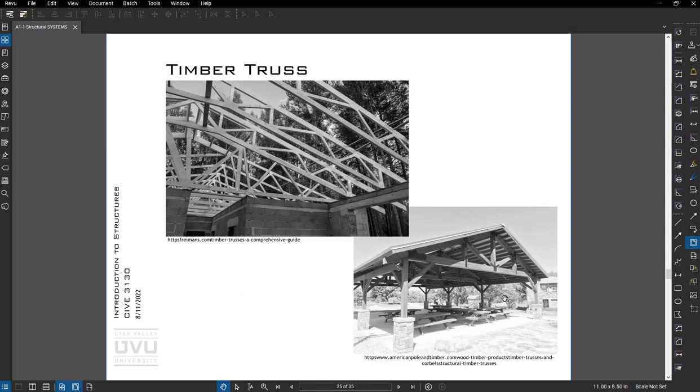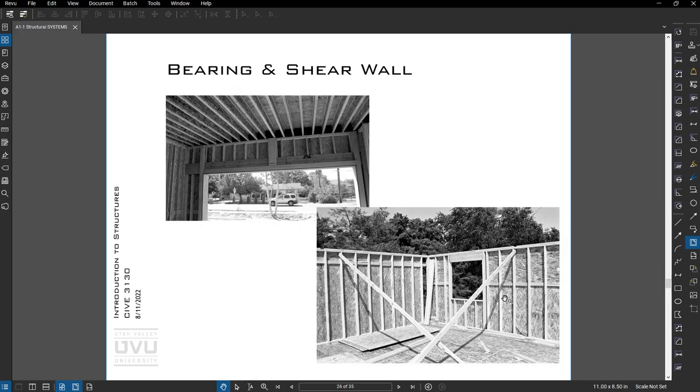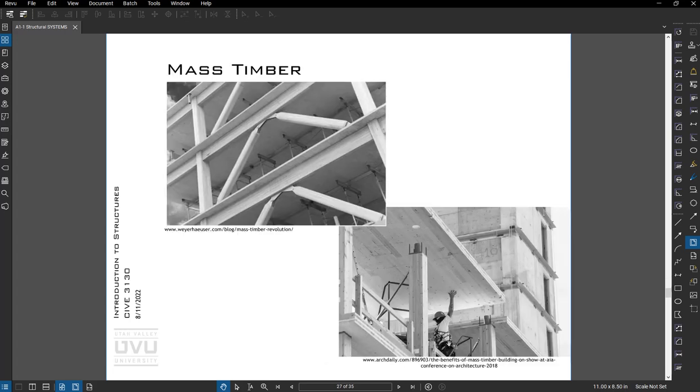All right, trusses are very efficient, very common in timber. Most houses, or not most, but many houses around the U.S. will have timber truss roofs. Bearing and shear walls, this was taken just down the street from my house. Just a simple one-family dwelling going up.